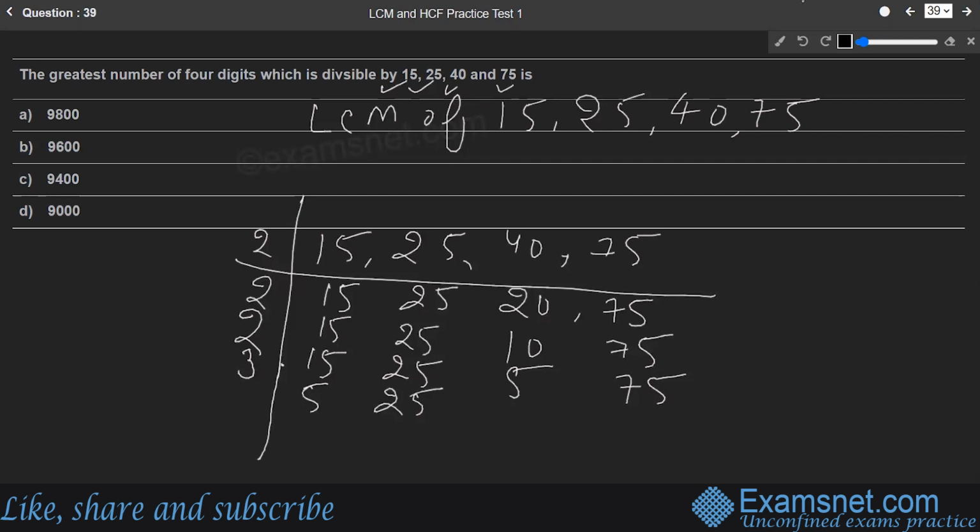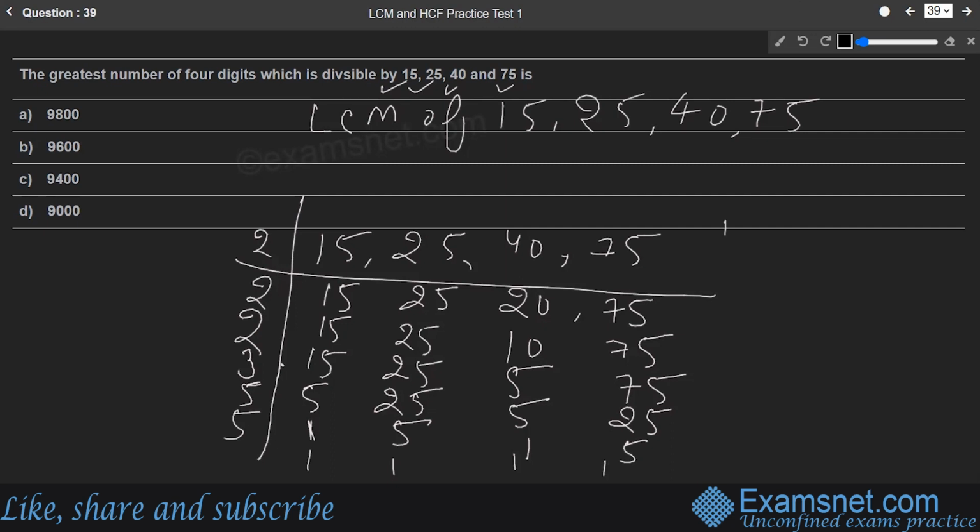25 will not be divisible. 5 will not be divisible. 75, 25 times 3 is 75. Can we again go by 3? No, we cannot go by 3 because none of the numbers left is divisible by 3. So we'll have to go by 5 now. 5 1 5, 5 5 25, 5 1 5 and 5 5 25. We have to go again by 5 so that everything becomes just 1.